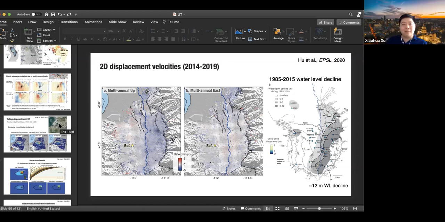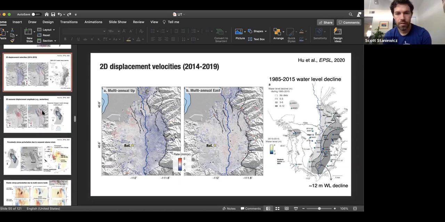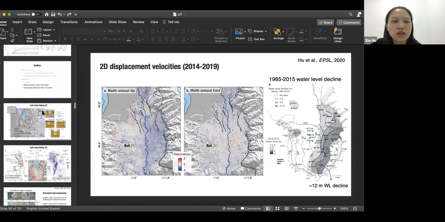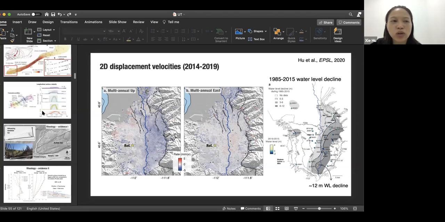Other questions from the audience? Yeah, please. Are there any active UAVSAR campaigns that you know of or are working with that are monitoring some of the landslides that you're working with? In the Eel River catchment in California, I think Alex Handwerger and Eric Fielding from NASA JPL are working on that one.